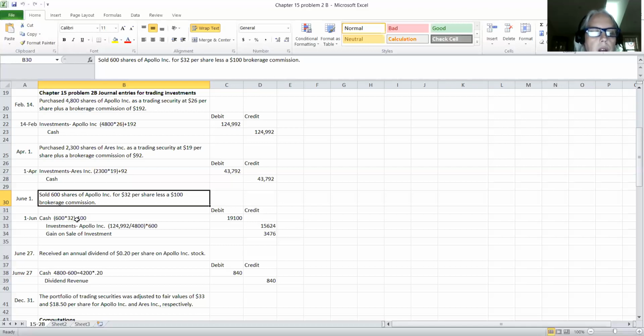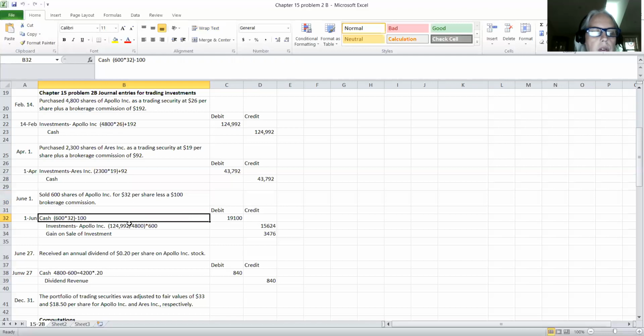So when we sell stock, of course, we're going to receive cash off of that sale. The cash amount would be calculated by taking 600 shares that we sold times $32, that was the selling price of these shares of stock, less the brokerage commission. So notice this time when we're selling the stock, the brokerage commission is subtracted from the price of the sale, or the sales amount. That will give us an amount of $19,100 as cash that we're receiving off of the investment.